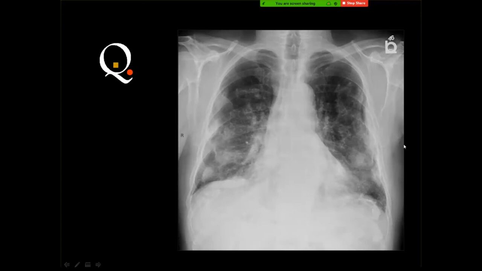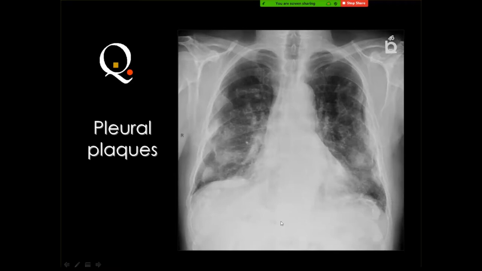Then what do you think about this chest X-ray? Anyone can answer? Bilateral dense opacity, yeah, with the pleural irregularity, yeah. Most likely pleural plaques. Very good. And this is the right answer.